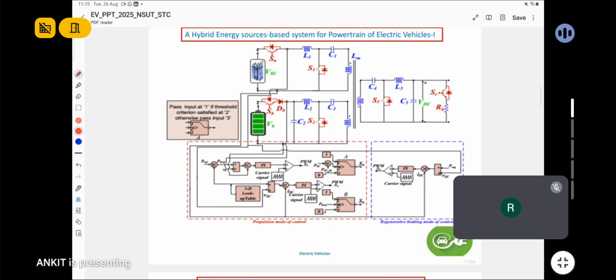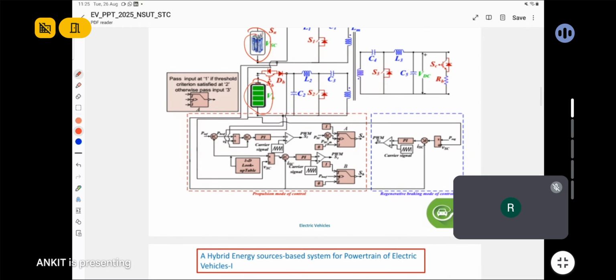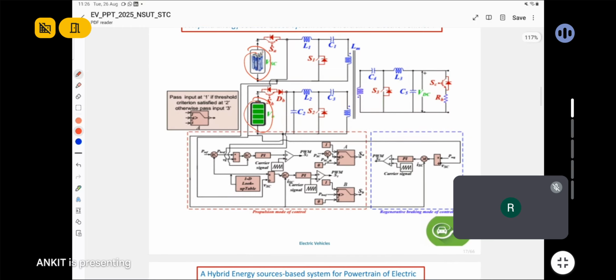So this is another kind of propulsion and charging system for the electric vehicle. Here we can see an ultracapacitor and a battery are used to supply power to the load with a developed control strategy. These two sources are connected by an isolated converter, so it is isolated using an isolated converter.